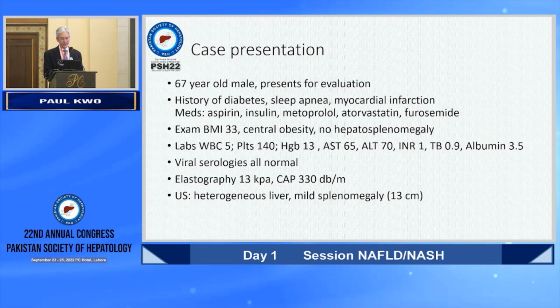So I would just like to give you a typical patient that we see. This was a 67-year-old male who presents for evaluation in your clinic, sleep apnea. He's had a myocardial infarction and diabetes. He's on a variety of metabolic syndrome medications, and you can see his BMI is 33. He has some central obesity, but no discernible hepatosplenomegaly. Platelet count 140,000, AST, ALT 65 and 70, bilirubin normal, albumin 3.5, elastography 13 kilopascals, ultrasound, heterogeneous liver, and mild splenomegaly. And that was the assessment.